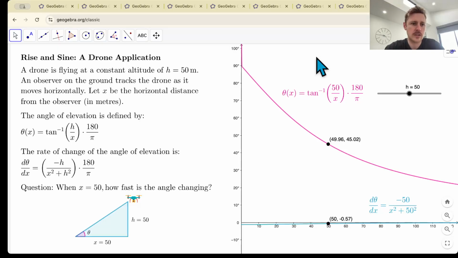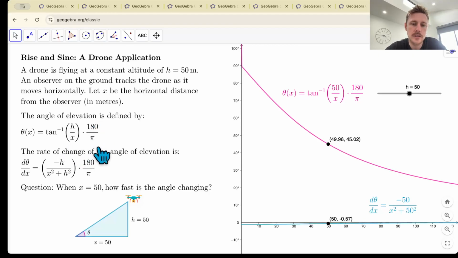So let's look. A drone is flying at a constant altitude of 50 meters. An observer on the ground tracks the drone as it moves horizontally. Let x be the horizontal distance from the observer in meters. The angle of elevation is defined as theta of x equals tan inverse of h on x, multiplied by 180 on pi. Okay, so there's a bit going on here.